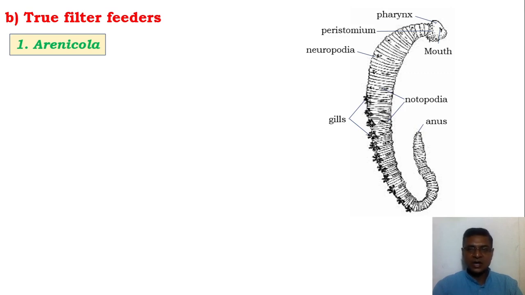This image is of Arenicola, and its body is generally divided into three parts. The anterior region consists of the pharynx and peristomium, even the neuropodia, and just behind the pharynx, at the center position, the mouth is present. That is the anterior region. The middle region, which is the largest region, consists of the notopodia, neuropodia, as well as the gills. The third region, basically known as the posterior region, is without the gills and notopodia, and terminally a small opening is present in the form of the anus.